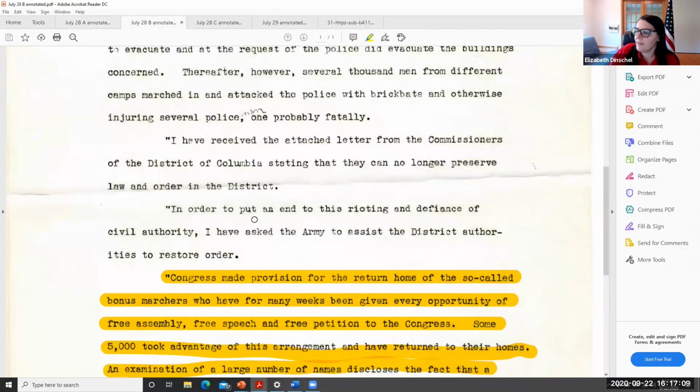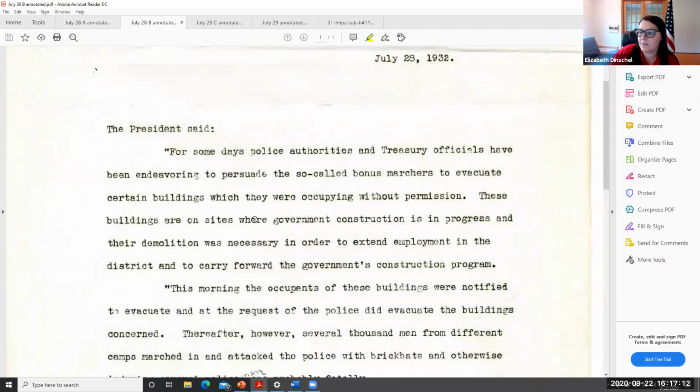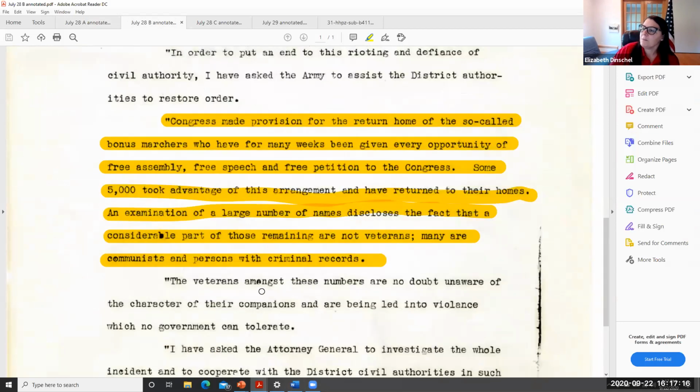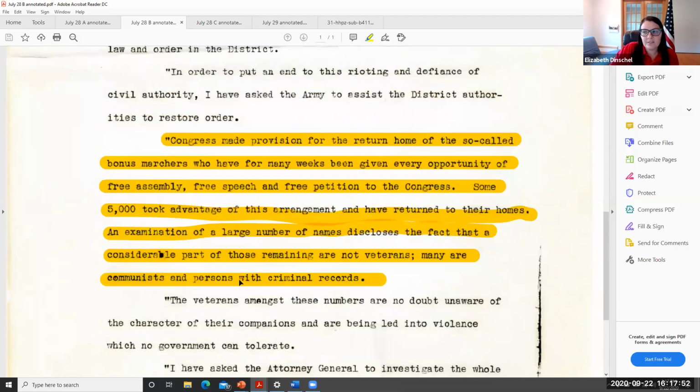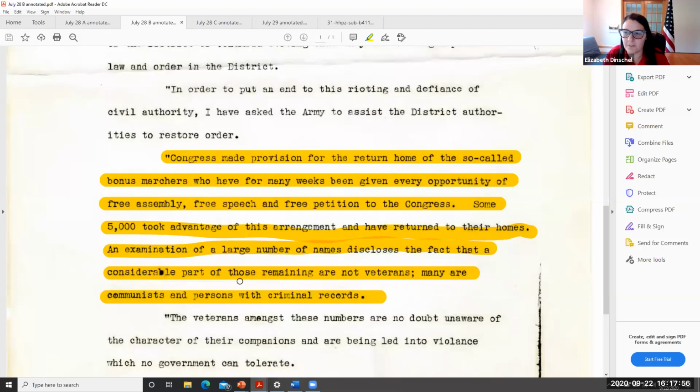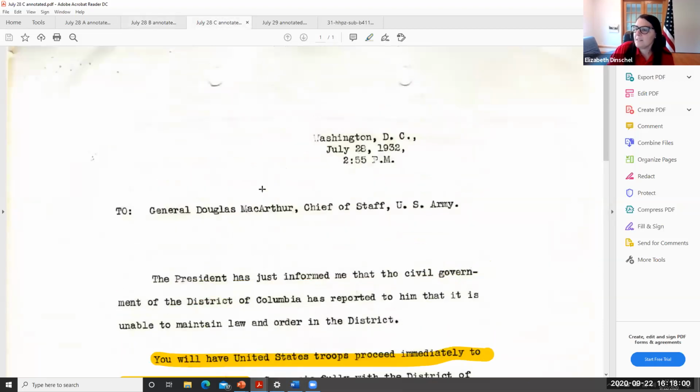So let's look. This letter is dictated by Hoover, same day, July 28th, 1932. And he says, "Congress made a provision for the return home of the so-called bonus marchers who have for many weeks been given every opportunity, a free assembly, free speech, and free petition to the Congress." So these are the main parts of the First Amendment that we can break down with our students and talk about how the soldiers were able to exercise those rights. He says 5,000 of them took advantage of that and have gone home, and that a considerable part of the remaining are not veterans. Many are communists and persons with criminal records. So they're trying to justify now sending in federal troops, saying that the majority of the good veterans have gone home.